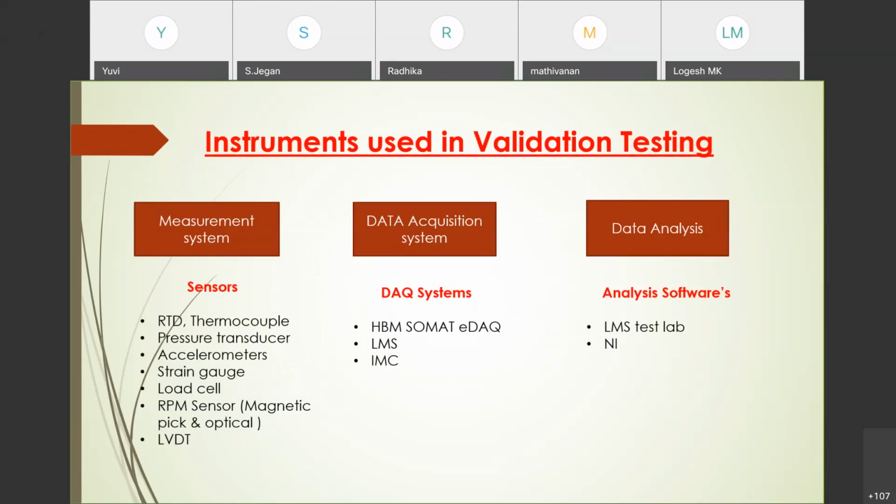What are the instruments used in validation testing? As in the previous topics, again, it has the measurement system, data acquisition system, and data analysis part. The sensors which we use in validation testing are also the same. The data acquisition system is the same, but different brands. The data analysis software we use is the same, with different brands. Since we have discussed this in the previous topics, I'm moving to the next slide.